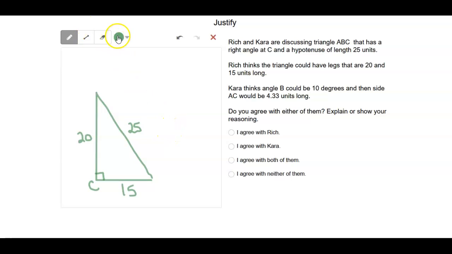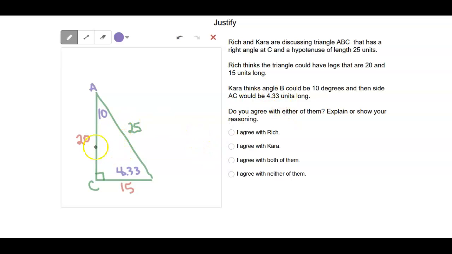Kara thinks that angle B, hold on, we're going to put Rich in one color and Kara in another color. So Rich thinks that it could have legs of 20 and 15. Kara thinks that angle B could be 10 degrees. We'll call this angle A, and then side AC would be 4.33. So do you agree with either of them? Explain or show your reasoning.